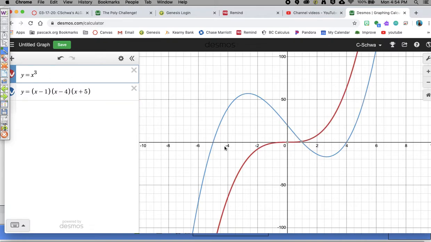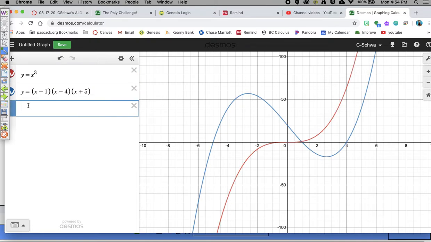So we have f of x is equal to x cubed, which is this guy right here. This is our basic x cubed, and you'll notice that we only have 1 zero for f of x equals x cubed. On the other hand, when I put this in here, if you multiply x minus 1 times x minus 4 times x plus 5, x times x times x is going to be x cubed. So this is going to be a cubic function. But what is interesting is that there is a zero here.